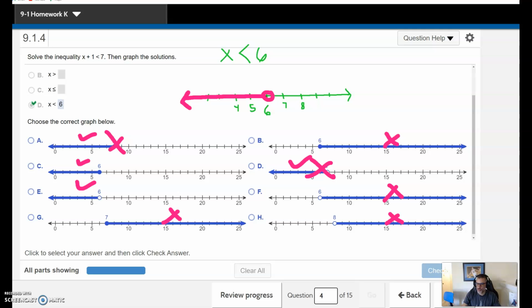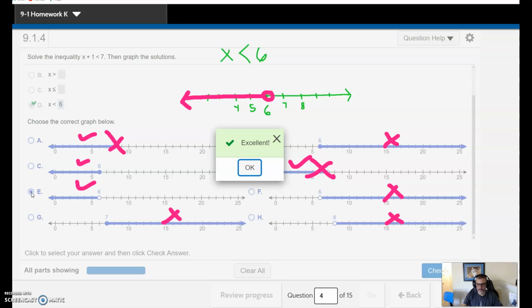In order for 6 to be included in the answer, there would have to be a line under this. And then you would include 6 in the answer, right? But since we don't have a line under it, this says 6 is not a solution, but 5.999 is. And in fact, every number less than 6 is. So I click on the one with the open circle. Got it. All right, open circle means the number is not included in the solution. Closed circle means it is included in the solution.